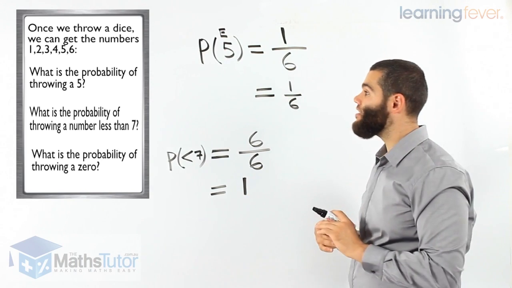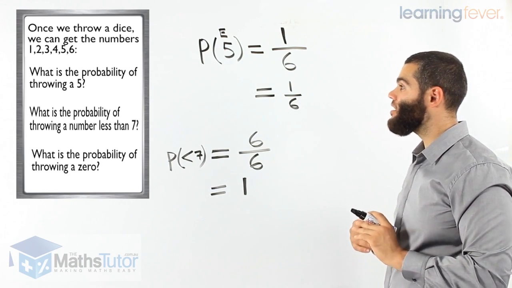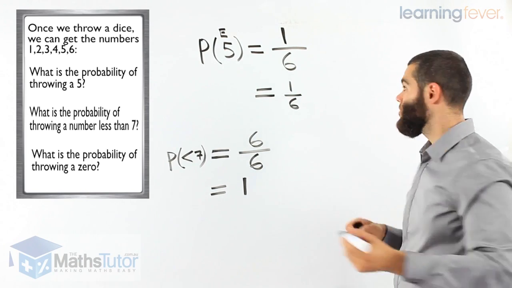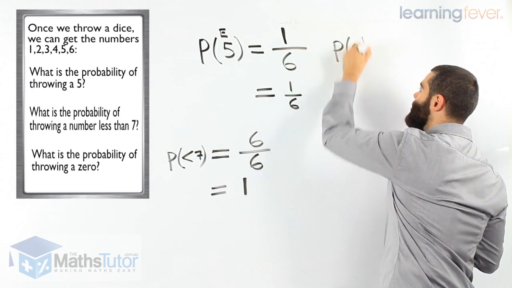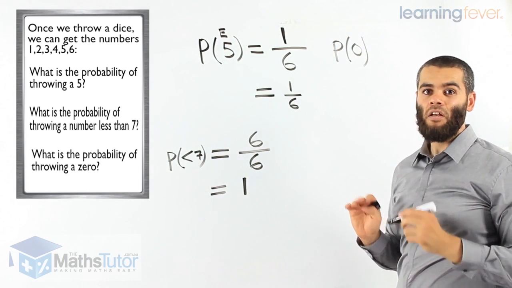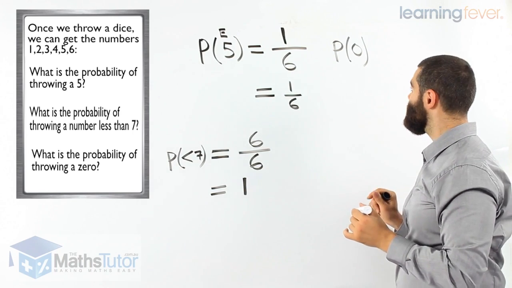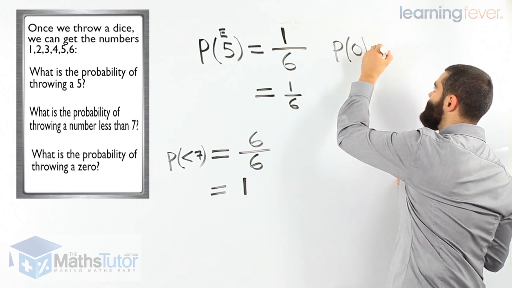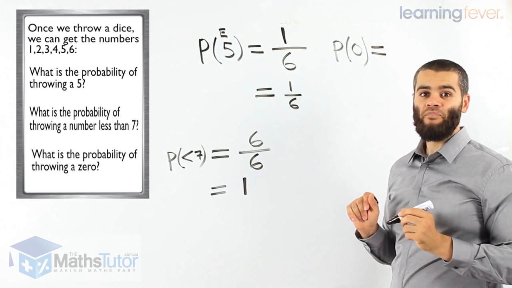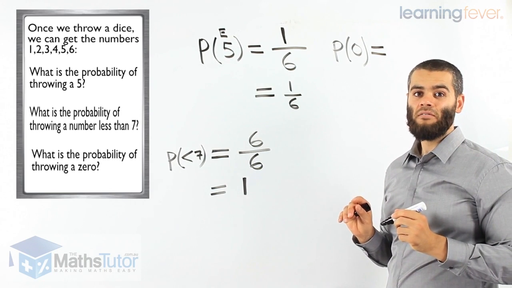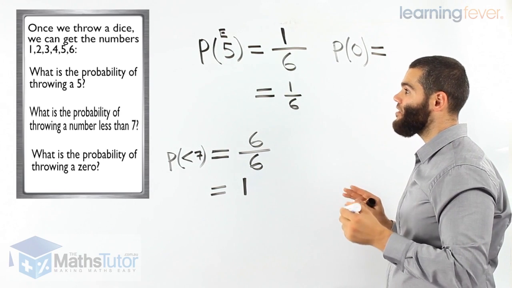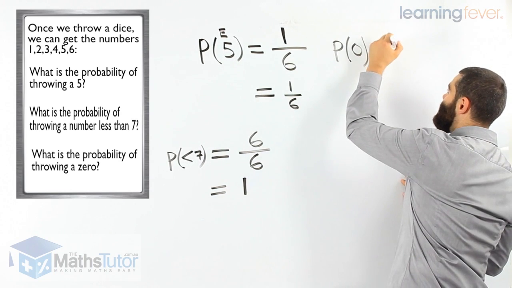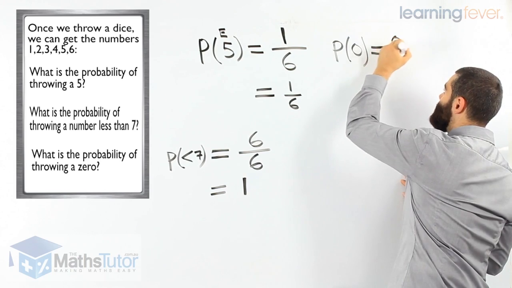The next question says, what is the probability of throwing a 0? Again, we write it down. The probability of throwing a 0, the probability of the event E, here is 0. What is the chance of throwing a 0? Well, we know, are there any zeros? The chances of that happening? There are no zeros.